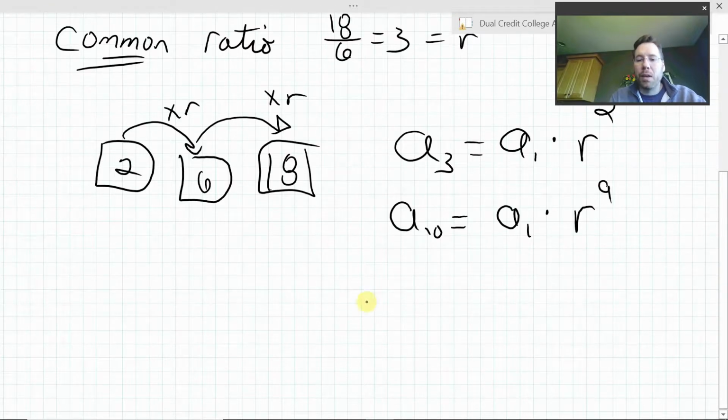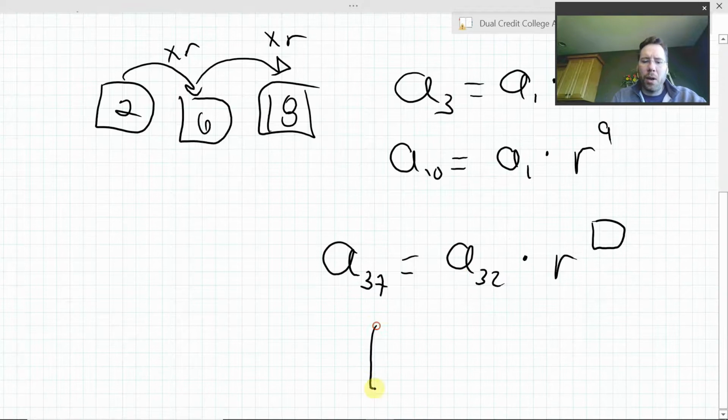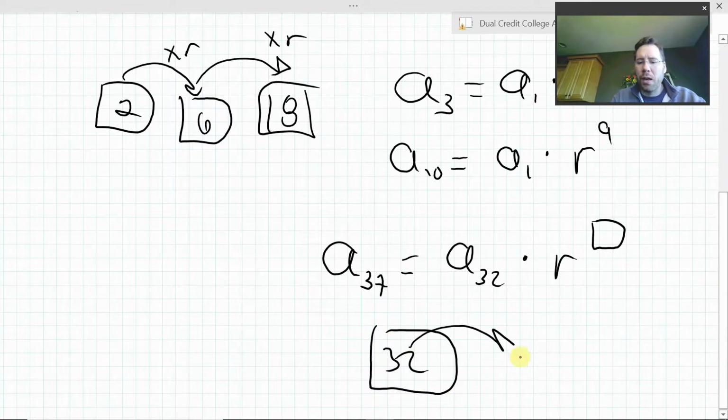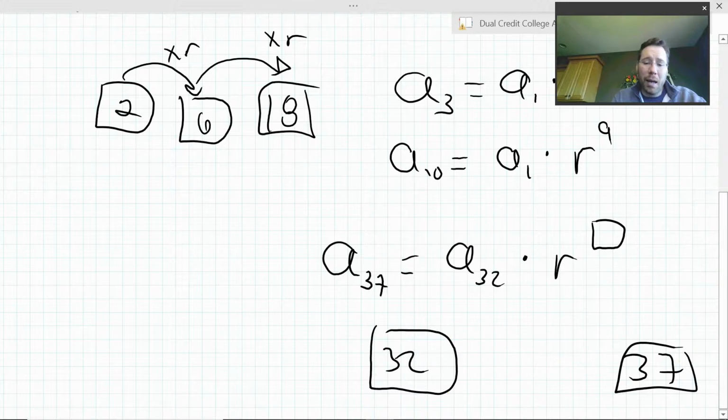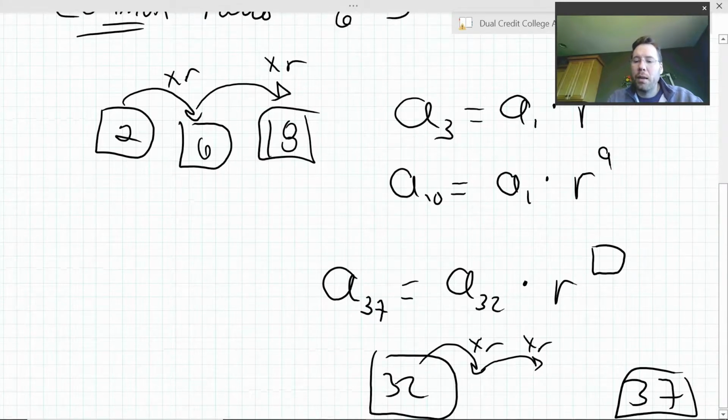I could even say something like this, that a sub 37 is equal to a sub 32 times r to some power. So think about that for a minute. If I'm on the 32nd term, and I'm trying to get to the 37th term, how many steps do I have to take of times r? If you look, hopefully you've seen the pattern that you can just take those numbers and subtract them. So that would be r to the 5th.